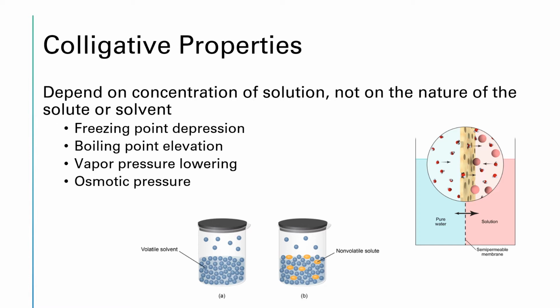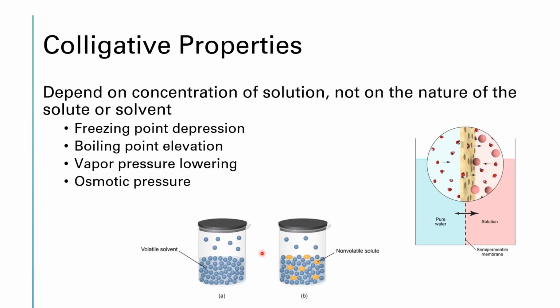So let's start with vapor pressure lowering. That is the diagram down here at the bottom. We have a volatile solvent. Volatile means a liquid that readily evaporates. And so we have a liquid here that in a sealed container will evaporate, and some of that vapor will be trapped inside of the container. It exerts what we call the equilibrium vapor pressure for that solvent.